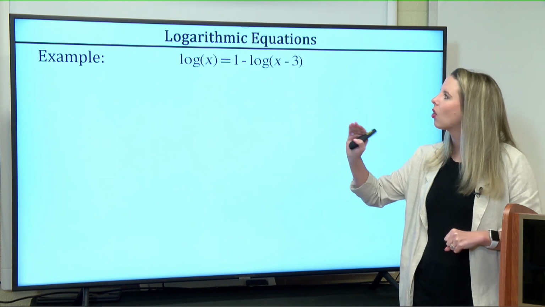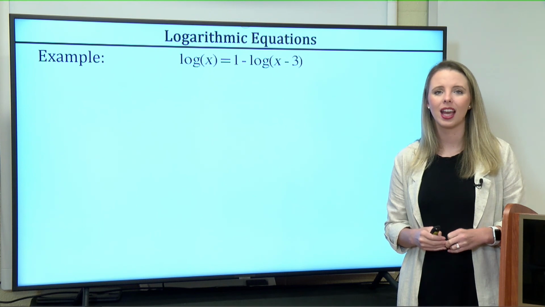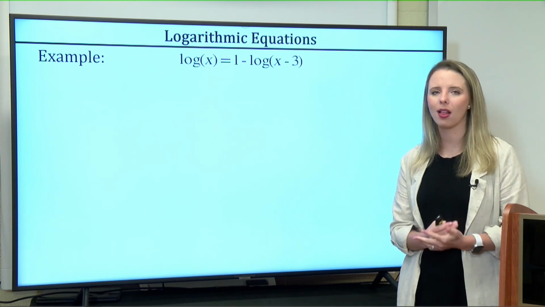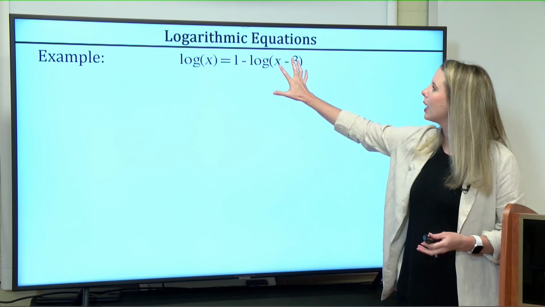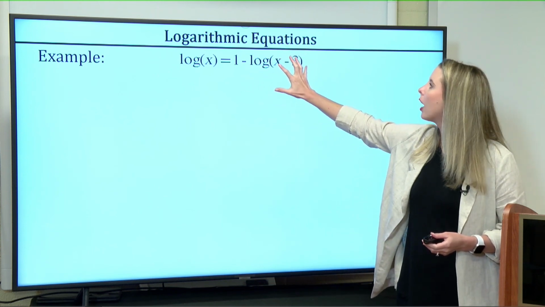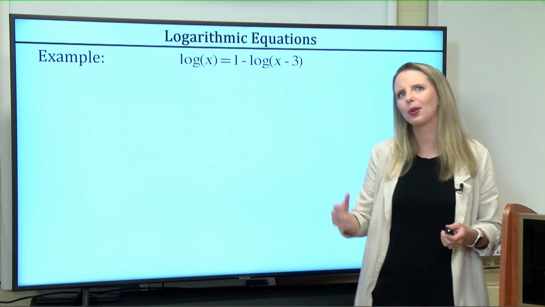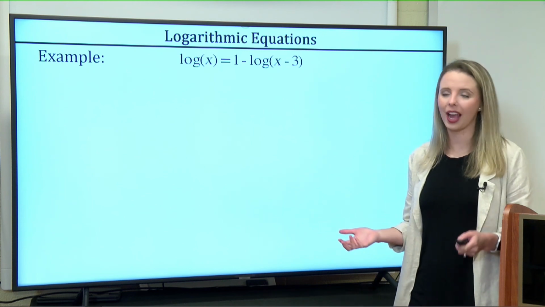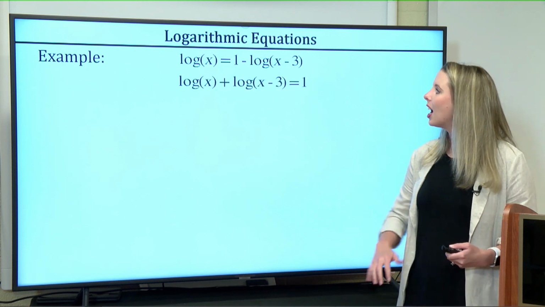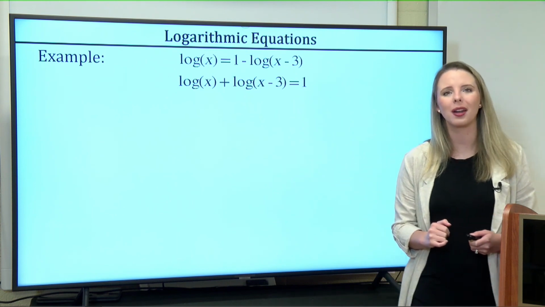So we have log of x equals 1 minus log of x minus 3. My first step was to combine my logarithms. I already have a 1 over here, so why don't we take this negative log of x minus 3 and move it over here with our log of x? How would we do that? The same way we would with any other equation, right? We're going to add it to both sides. So now we have log of x plus log of x minus 3 equals 1.